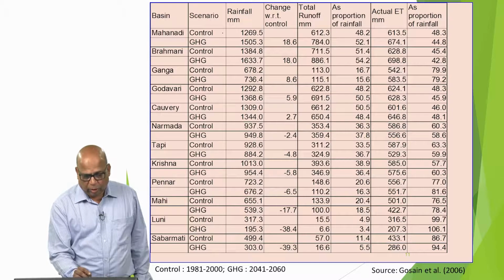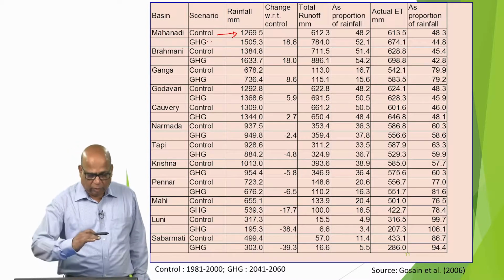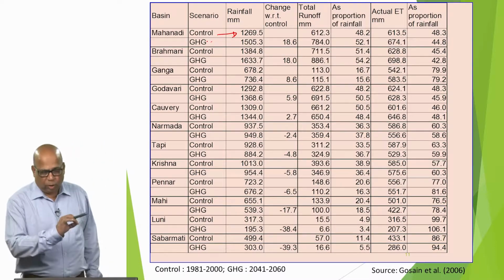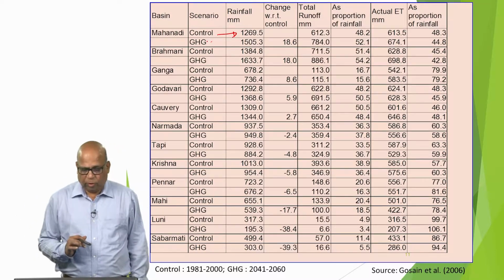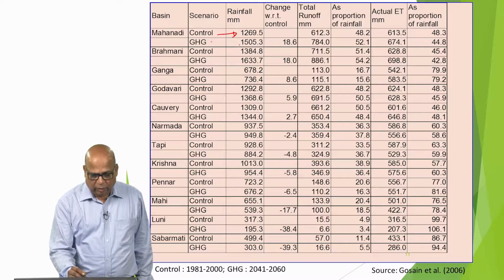control scenario. Control is that you are controlling the CO2 level. GHG is you are allowing the greenhouse gases to increase according to that particular scenario, the IS92A scenario, and this is for a particular regional model. So, in the GHG scenario, the rainfall is likely to increase in Mahanadi basin, Brahmani.